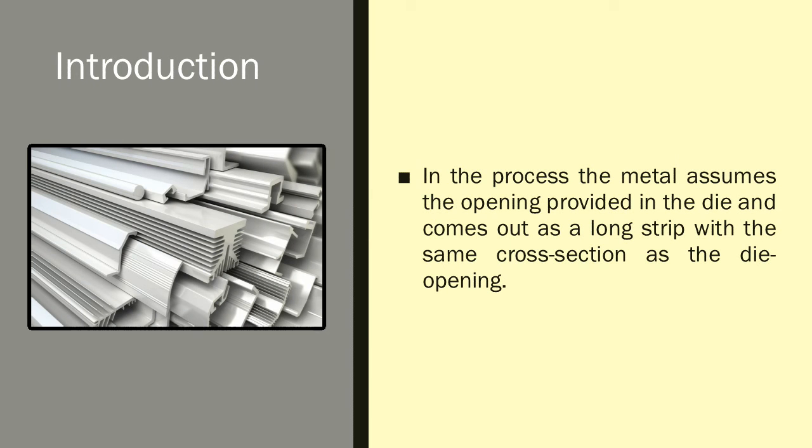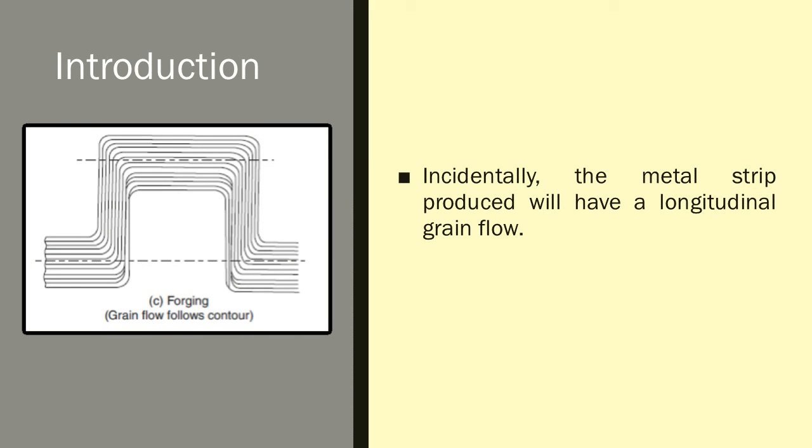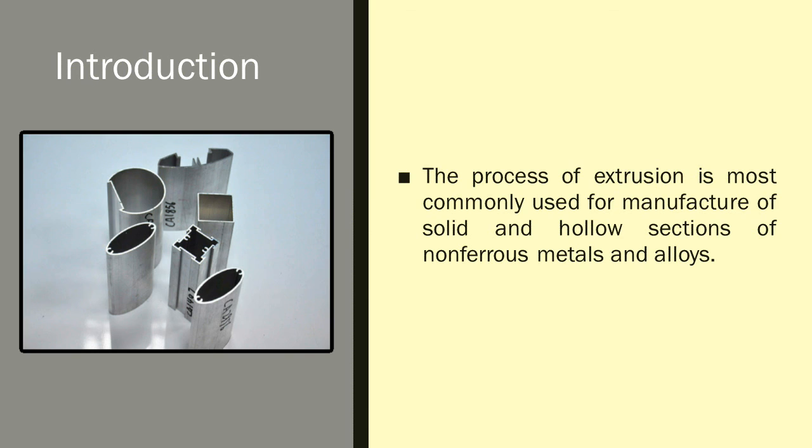In the process, the metal assumes the opening provided in the die and comes out as a long strip with the same cross-section as the die opening. Incidentally, the metal strip produced will have a longitudinal grain flow. The process of extrusion is most commonly used for manufacture of solid and hollow sections of non-ferrous metals and alloys.